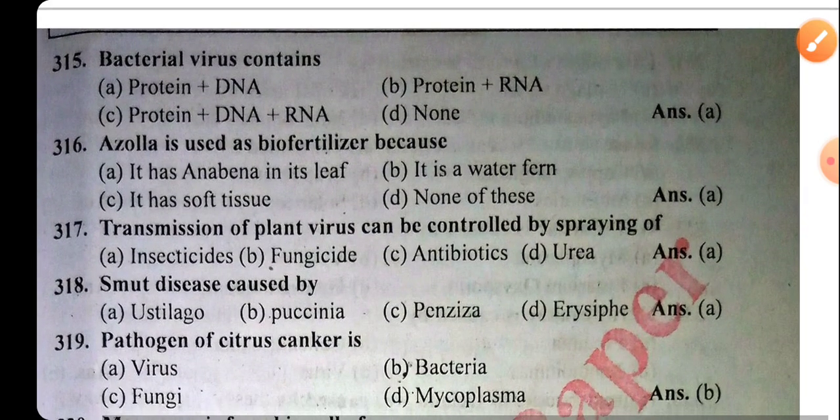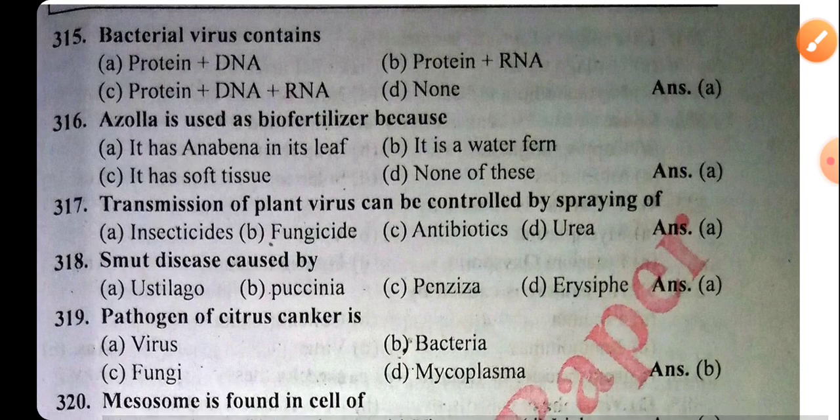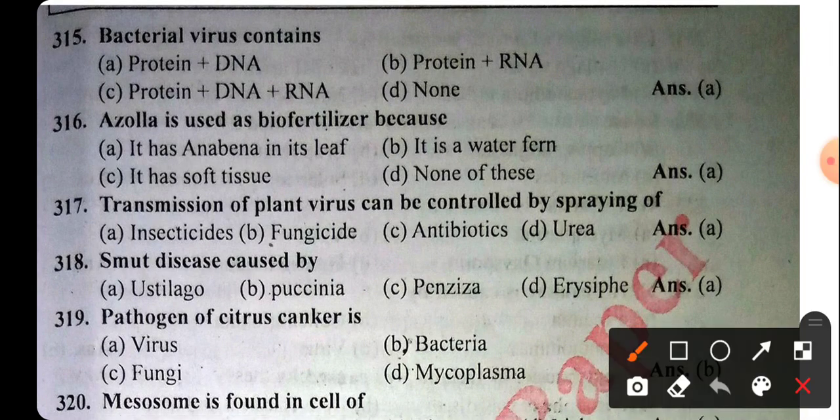Now the next question is: bacterial virus contains protein plus DNA. Option number A will be the right answer. The next question is: Azolla is used as a biofertilizer because it has Anabaena in its leaf. Anabaena, we know, is a bacterium used as a nitrogen-fixing agent.